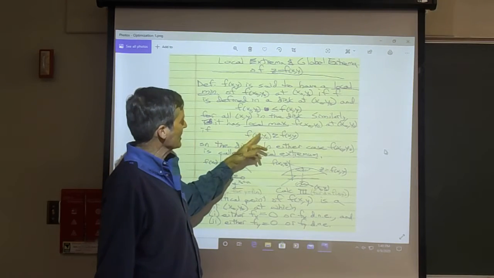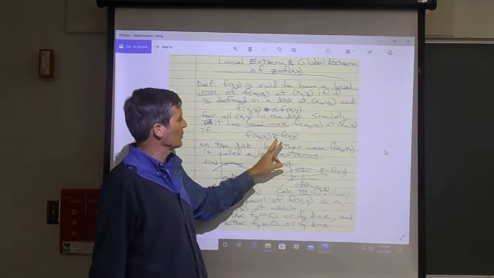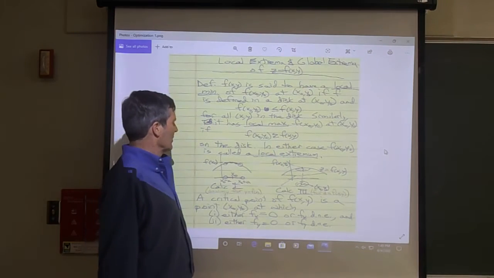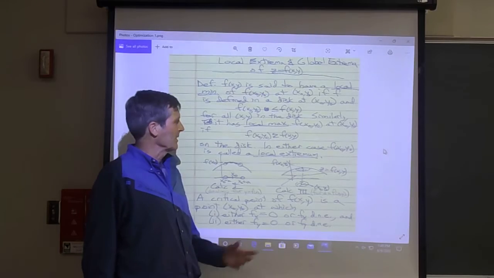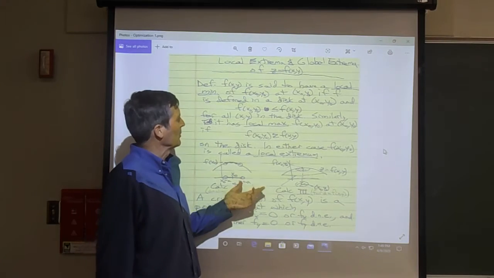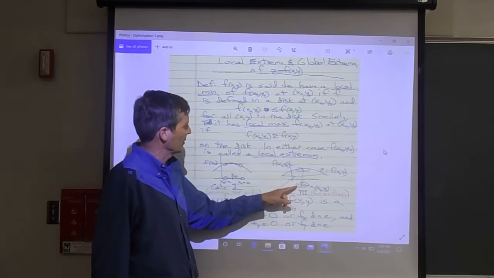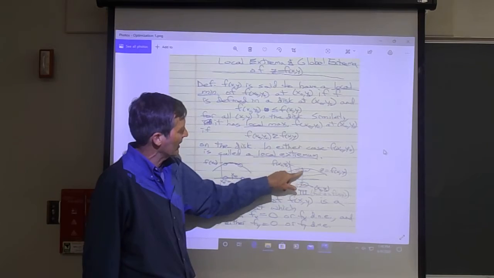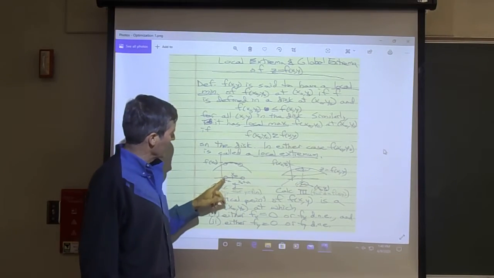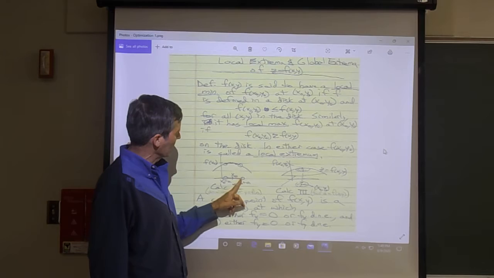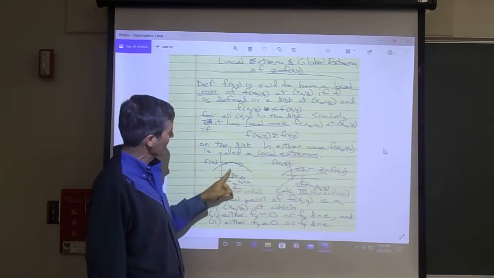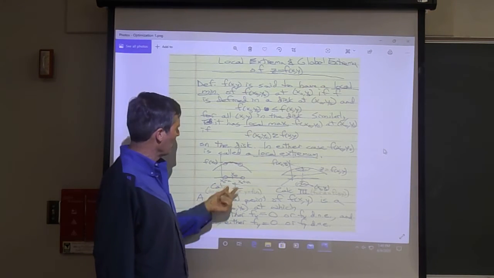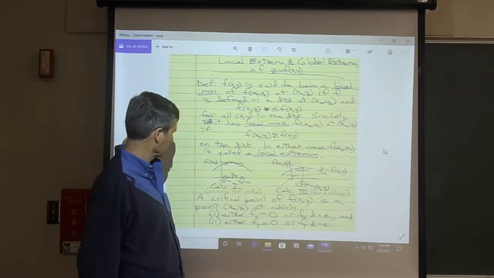Alternatively, it's a local maximum if f at x0, y0 is greater than or equal to f of x, y at every other x, y in the disk. So in either case, we'll say it has a local extremum. Just like calculus 1, you're just doing it over a little disk in the xy plane. Here's a little disk. You have a maximum, and over the image of that disk, the maximum z-coordinate is at x0, y0. In comparison with calculus 1, where you take a little interval and the top of the curve is the maximum over some small interval on the x-axis.